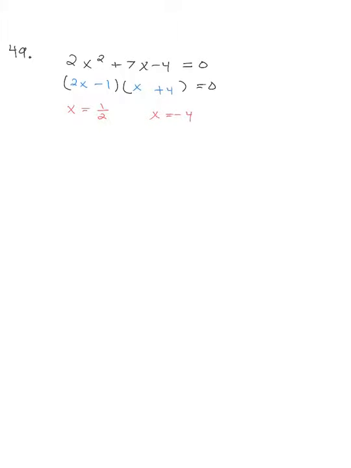So if I graph this thing, this is what I'm just doing directly in my graphing calculator. I graph the equation and it's going to go through negative 4 and a half. So you should see something that looks like this.